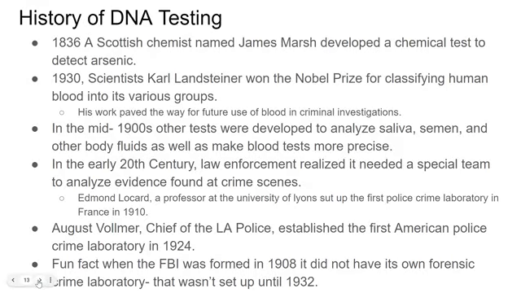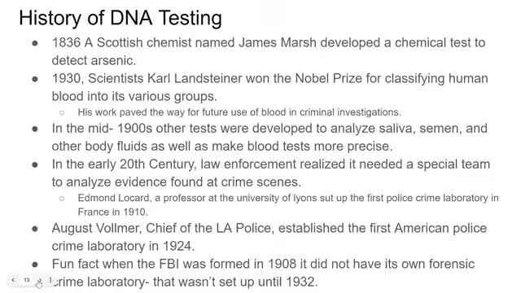Now, the portion of forensics that we're going to spend the most time discussing, because it most tightly relates to what we talk about in our class, is that of DNA testing. And the history of DNA testing goes back quite a long way to 1836, when a Scottish chemist named James Marsh developed a chemical test to detect arsenic.